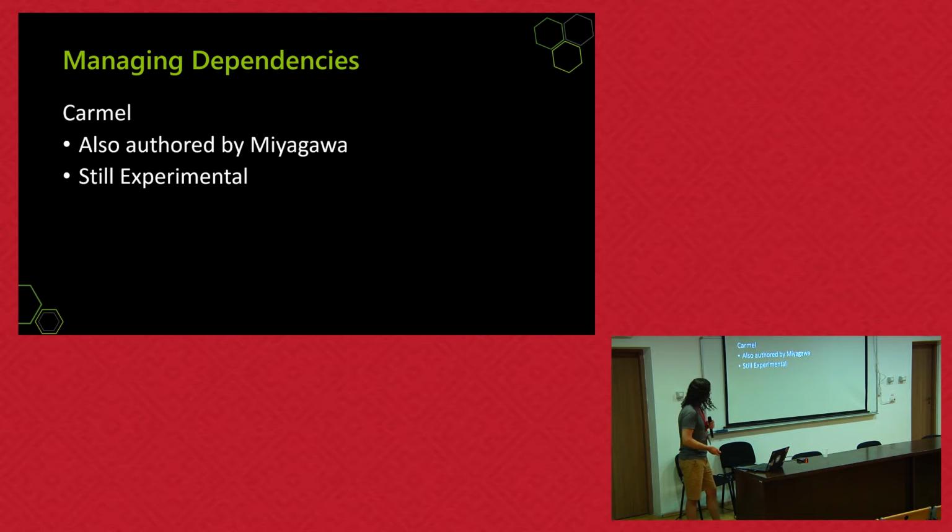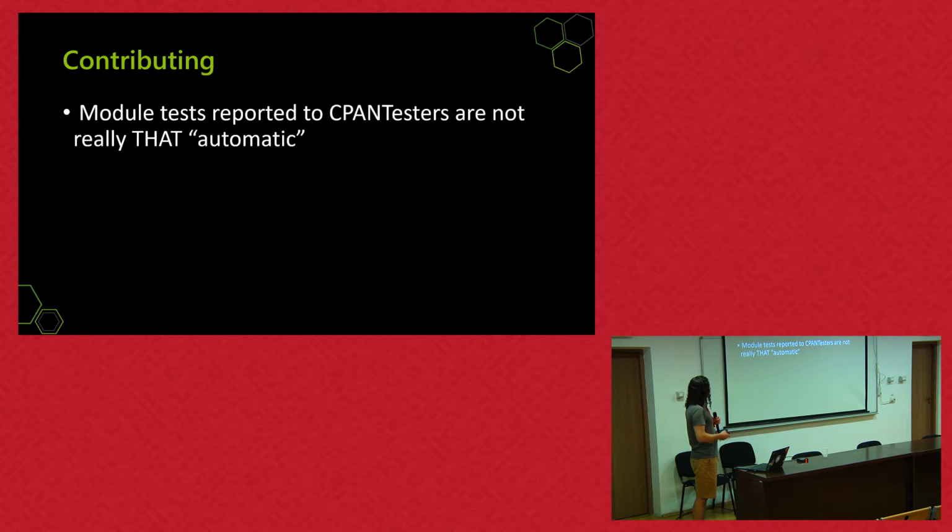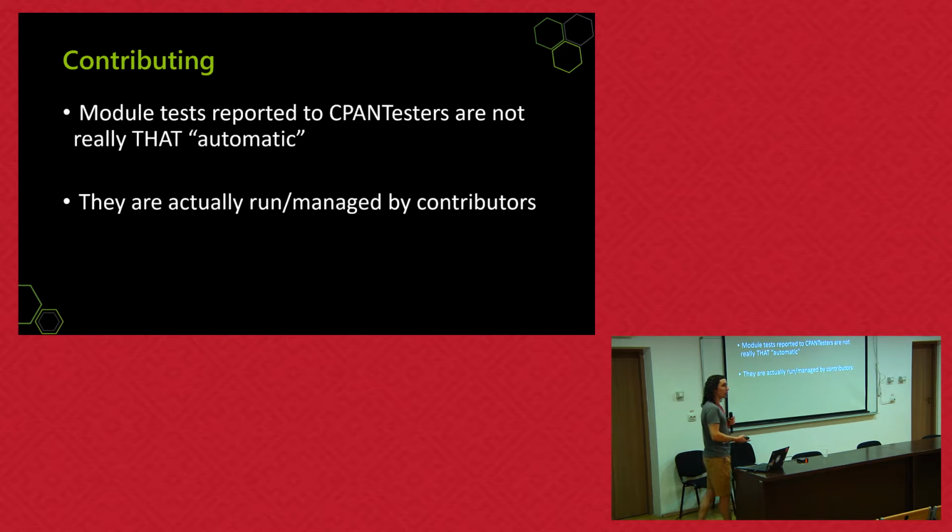Okay, that's about managing dependencies. And what I wanted to go through, as I said before, is what you can actively do to contribute to making Perl more battle tested. Before, I mentioned that whenever a module is uploaded to CPAN, it gets automatically tested. That was not completely precise. Yes, they are tested, but that's work contributed by people from the community. Actually, who in the room has ever reported a test to CPAN Testers? Has anybody ever done that?